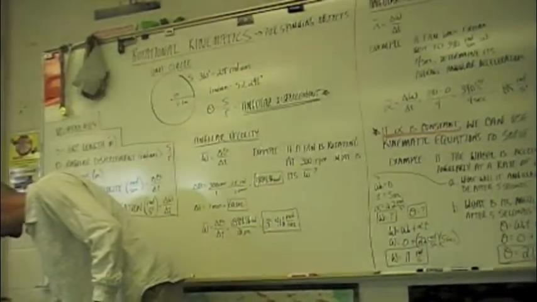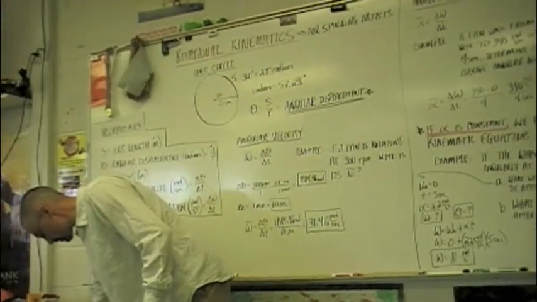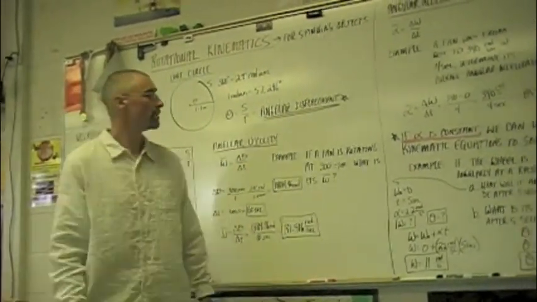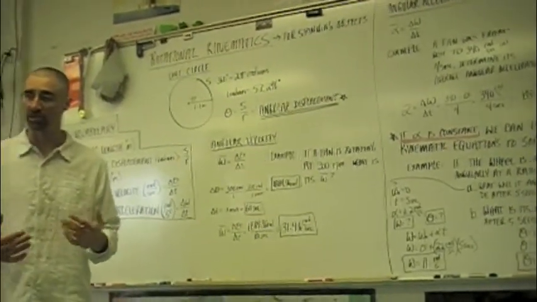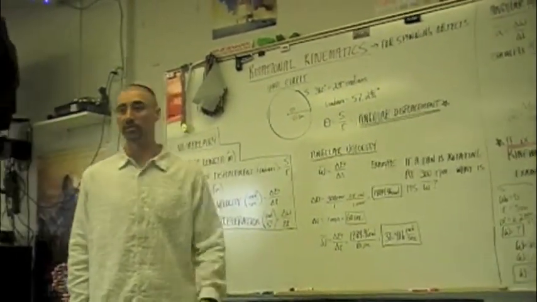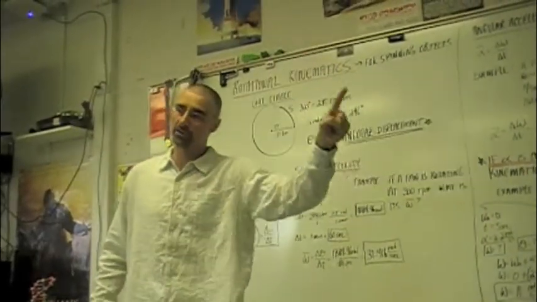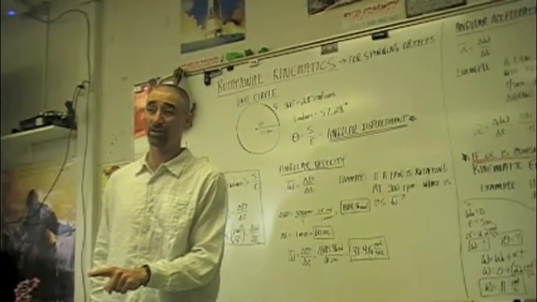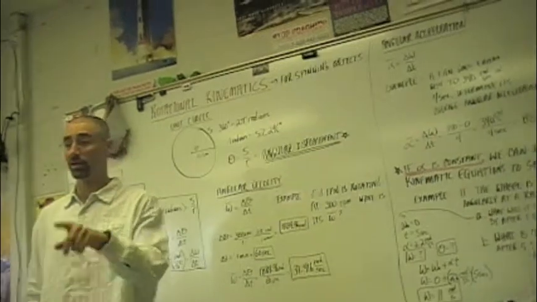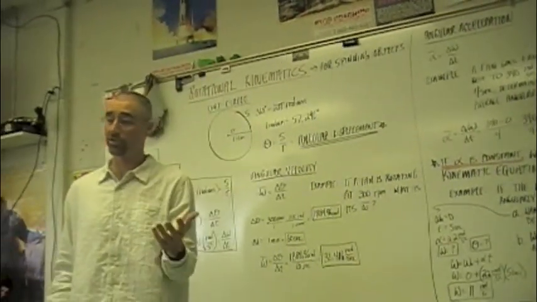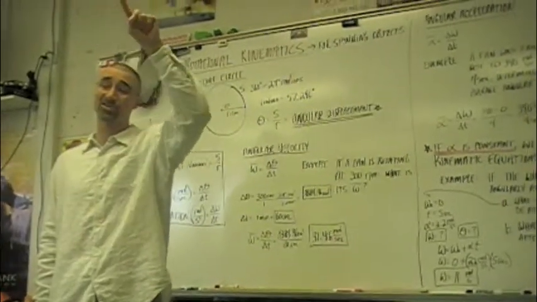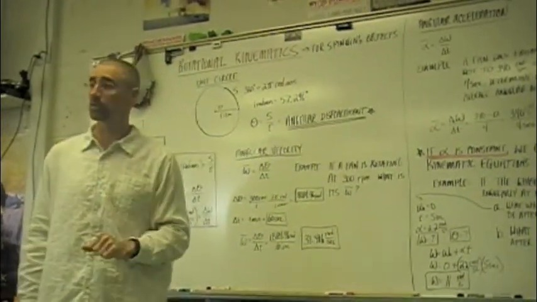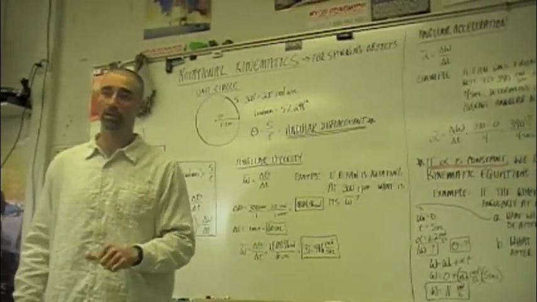So guys, just to summarize, the only thing that's difficult is getting the terminology down, I think. How far you go around in the spinning is called the angular displacement. If you divide that by the time it takes, you get your angular velocity. And if you divide how fast your velocity is changing by time, then you get your angular acceleration.